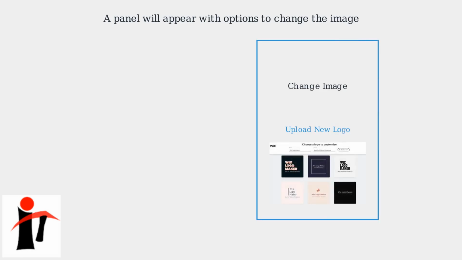A panel will appear on the right side, giving you options to change the image. Here you can upload a new logo or modify the existing one. This process is streamlined and requires no coding. Wix handles everything through their visual editor interface.